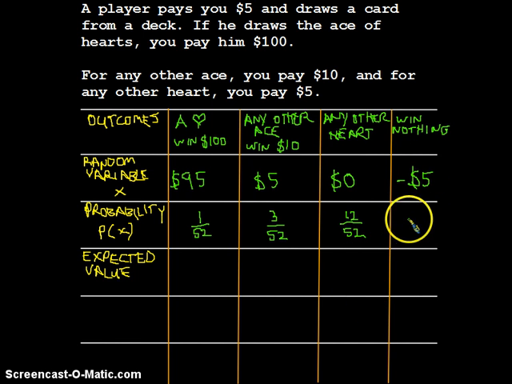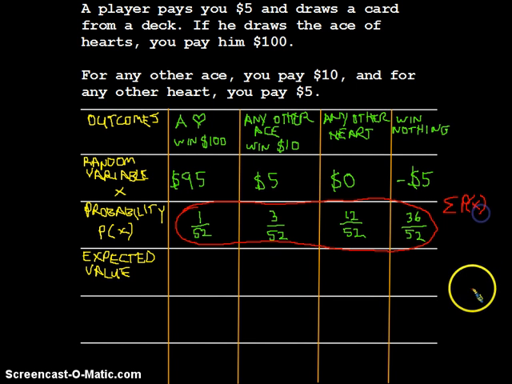And then winning nothing would be any card other than these, and that would make 36 possible cards out of 52. Now that we've got these probabilities, by the way, there's something important about them. When I look at these probabilities together, there's something important about the sum of these probabilities. I'll write sigma for sum. The sum of all the probabilities should be equal to 1.